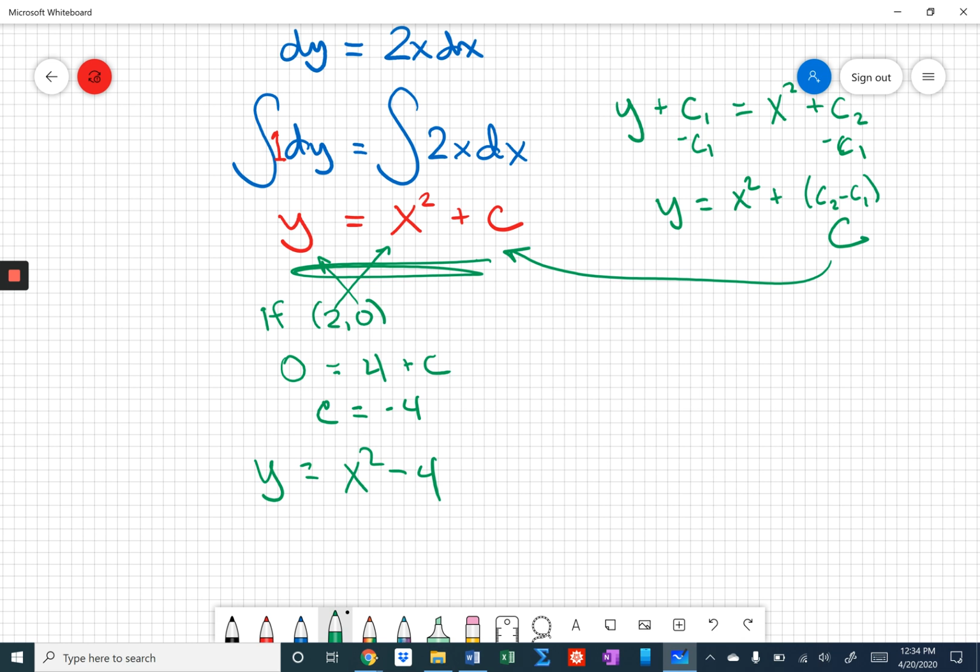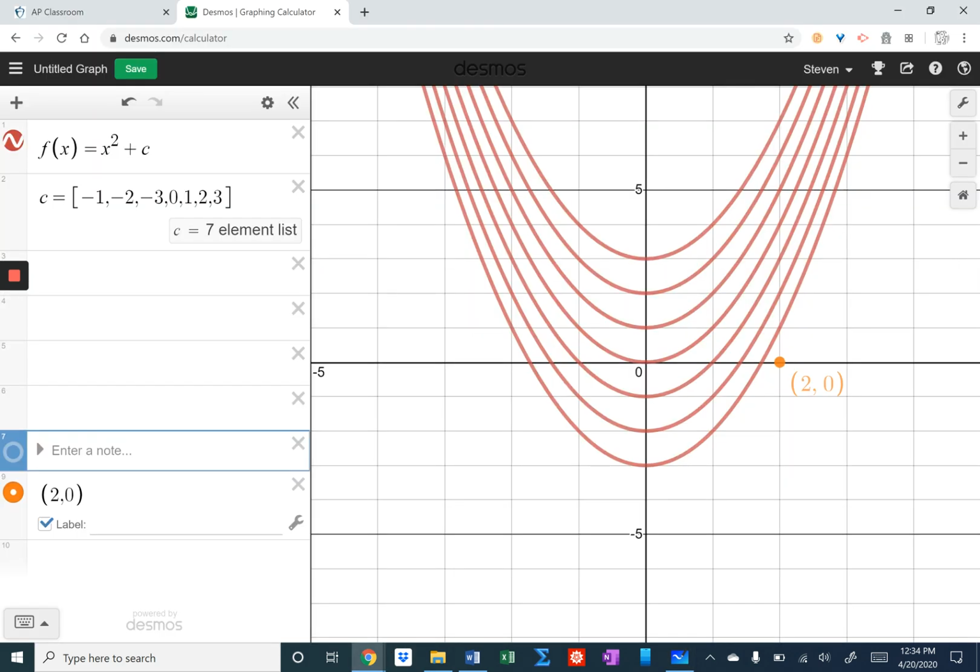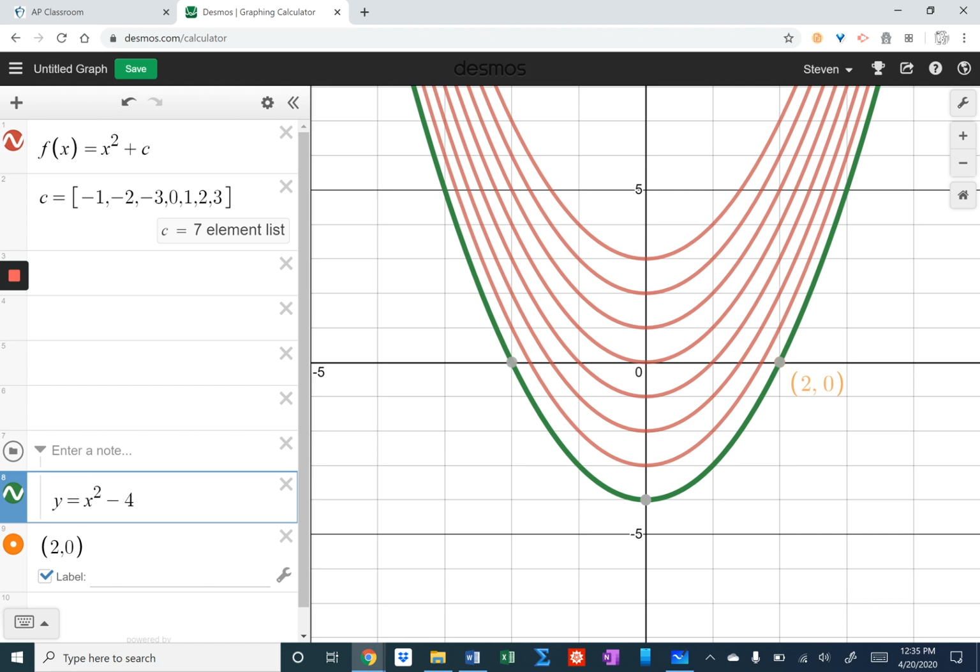So let's go back to the graph for just a moment and take a look. There it is in green. Here you can see the equation, and you can see that curve is the one that goes through there. So we're going to need to be able to do that oftentimes, most of the time. So you want to be comfortable with that process of solving for the particular value of c.